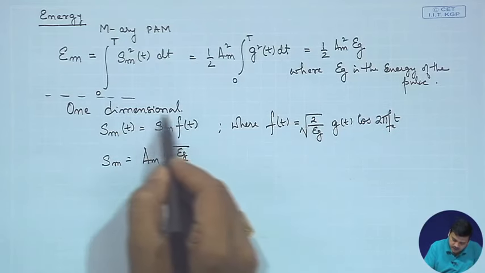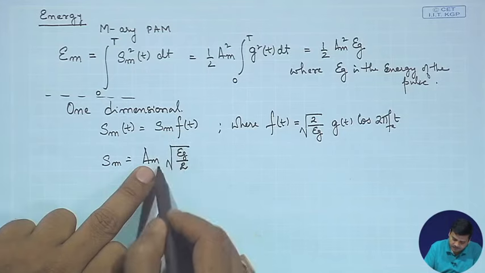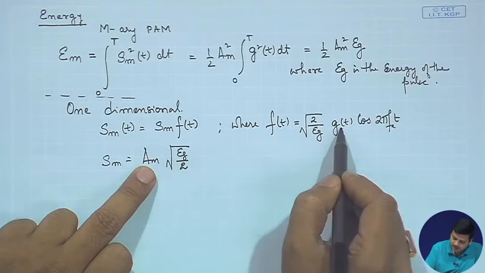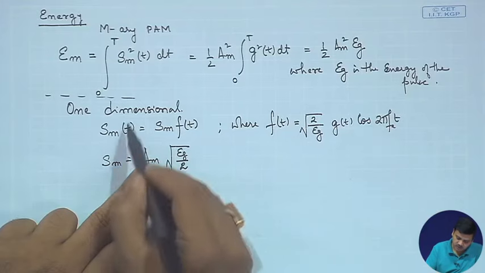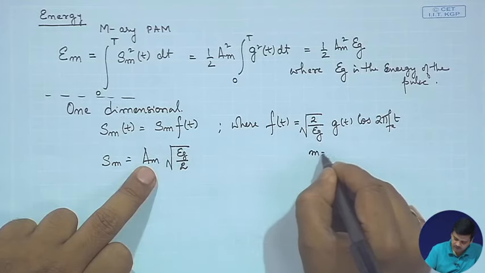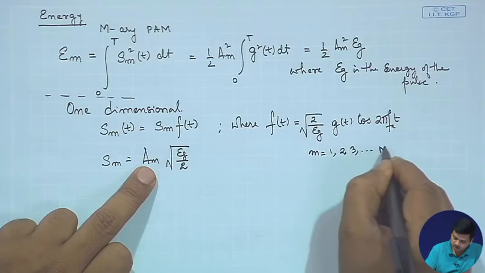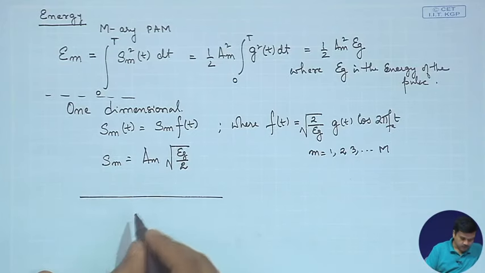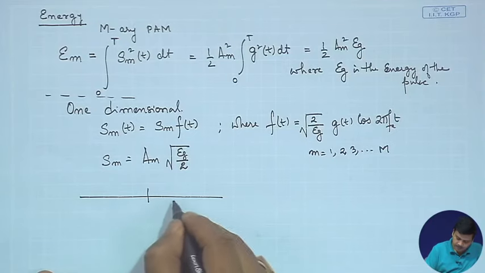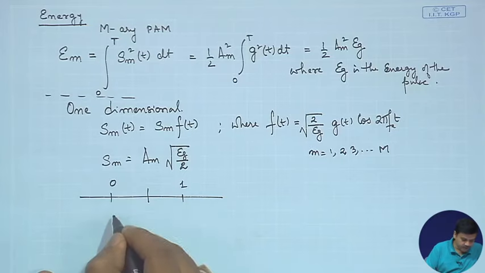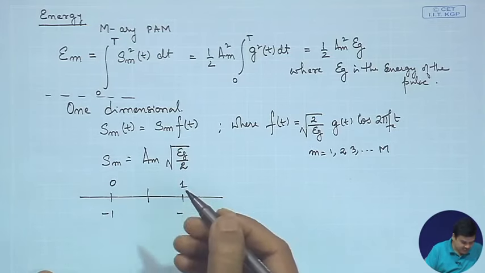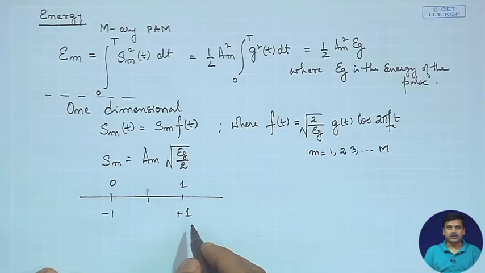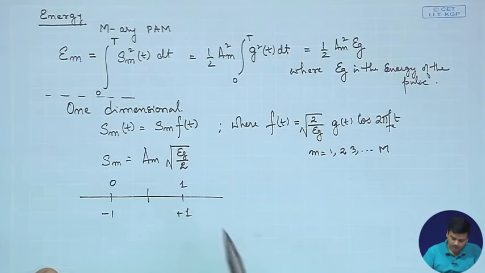So, if you would look at this signal, we have sm, which is Am root over Eg by 2, and f(t), where these two terms cancel out. You have Am g(t) cos 2 pi fc t, which was the expression of sm(t) in the earlier discussion. So, this is valid for m equals 1 to 3 up to capital M. Now, you could easily represent this sm on a diagram like this, which we have been using, and we could say if we have two levels where 0 would indicate a minus d, let us say, and this would indicate plus d. So, you could represent the signal in this form, which we have already seen, and of course, this is with normalized energy.